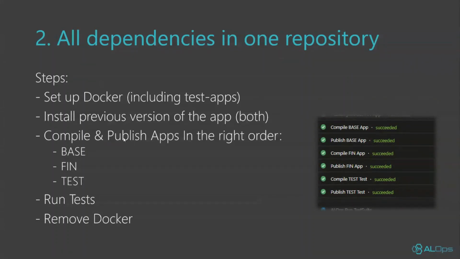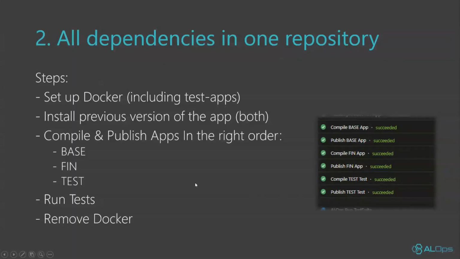Again, I will not talk about that yet, but then we define in the build pipeline the right order. We actually already did that in the previous example, where we imported the main app and the test app in the right order. Now we will just extend that with the fin app, the financials app, which is dependent on the base app, and the test app, which is dependent on both. Yeah, the order is important, like you see in the right screenshot here as well, that it will first compile and publish the base app, then compile and publish the fin app, and then compile and publish the test app.